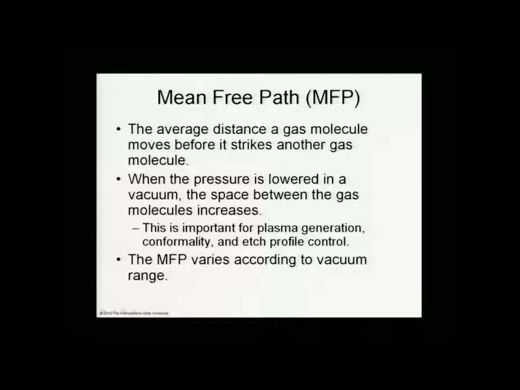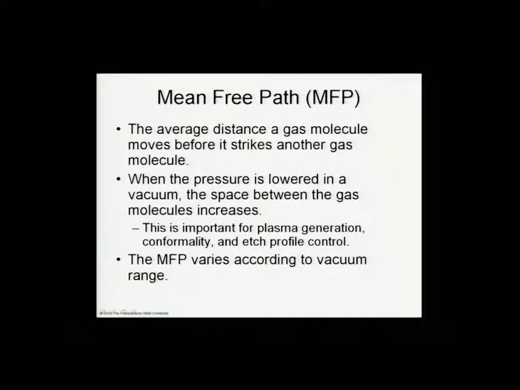Now, mean free path, we've talked about that. That's how far a gas atom or a gas molecule travels before it strikes another gas molecule or atom. And when the pressure is lowered, the space between the gas molecules increases and the mean free path gets longer. This is important for processing. It's important because of plasmas, for conformality, edge profile, reasons that we've mentioned earlier.